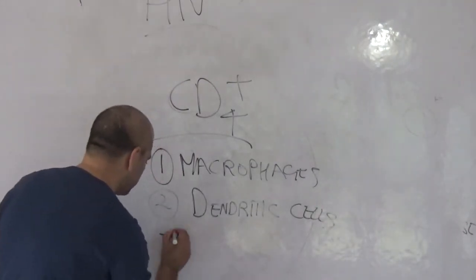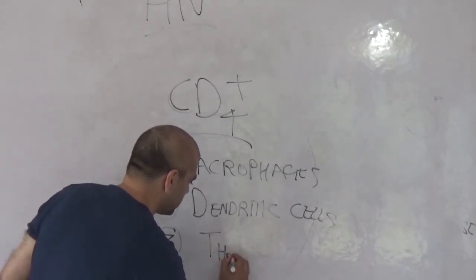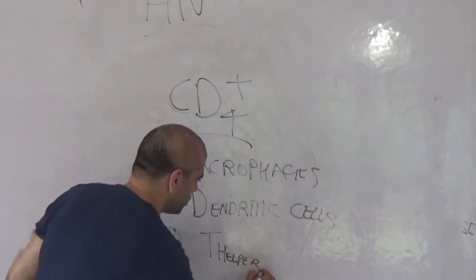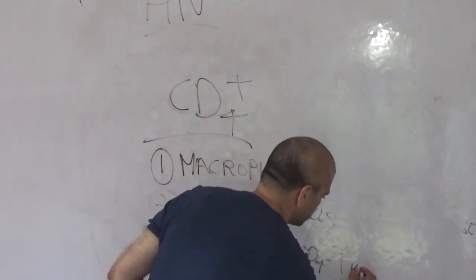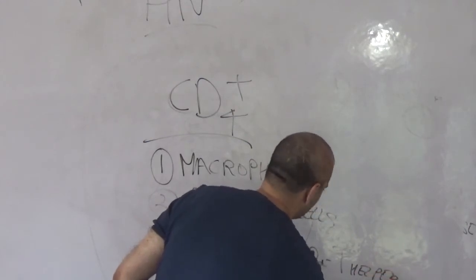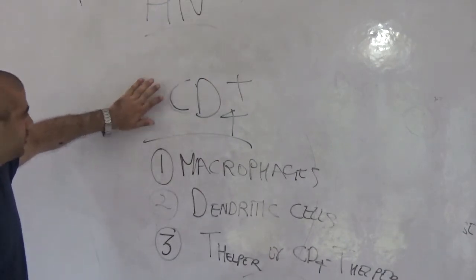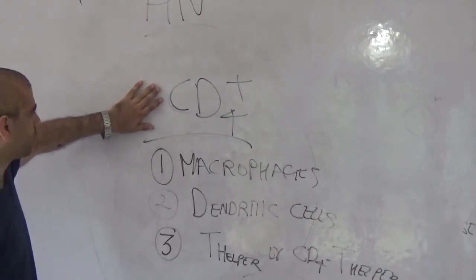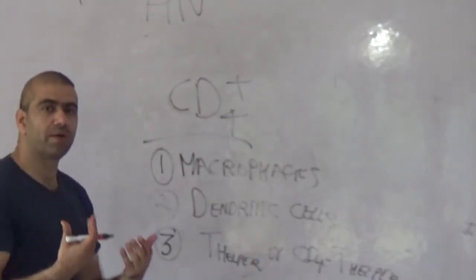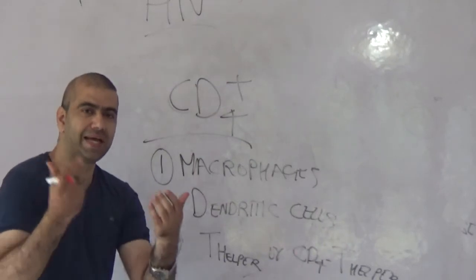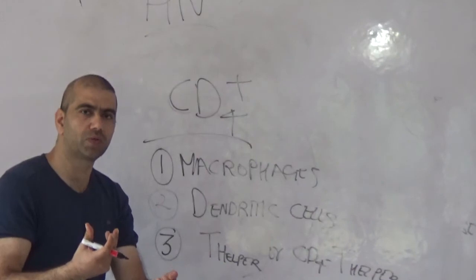Number 3 are your T helper cells, or you can call them CD4 T helper cells. These are the main cells which display CD4, that is the cluster of differentiation 4. Now you may imagine that this CD4 is very important for eliciting an immune response against any invasion, for example invasion by E. coli or invasion by Mycobacterium tuberculosis.